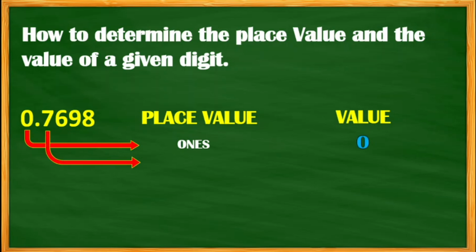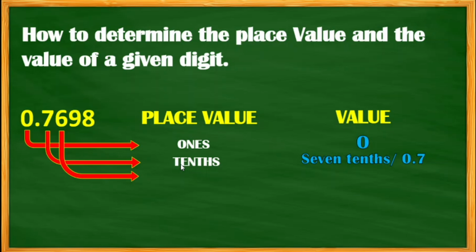How about 7? If this is ones, 7 is tenths. Very good, because we always start with tenths in giving a place value of a decimal. So this would be tenths, and the place value and the value is 7 tenths. This would be how to read this decimal, and this would be the value, because the place value of 7 in decimal is tenths. So we have 7 tenths.